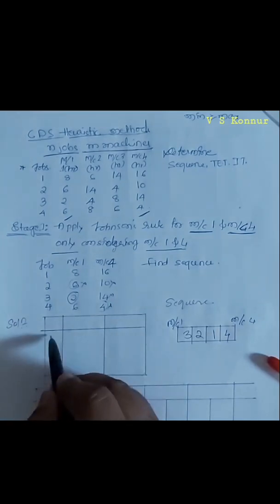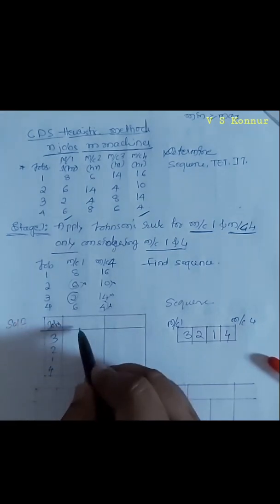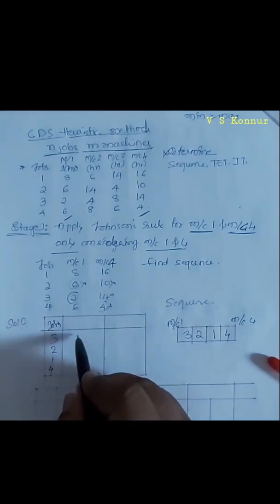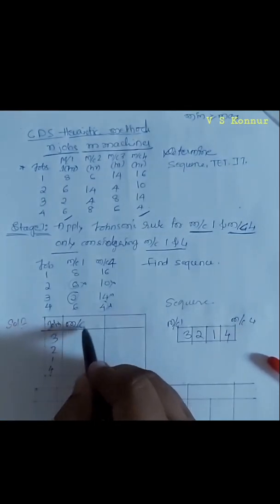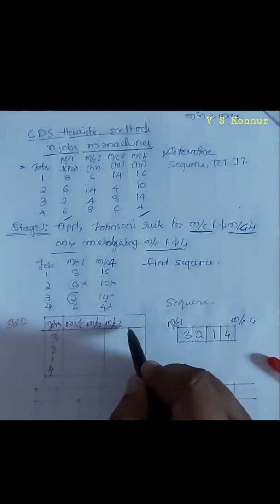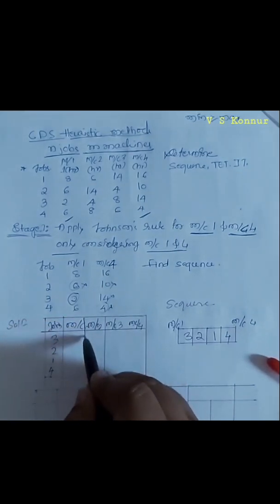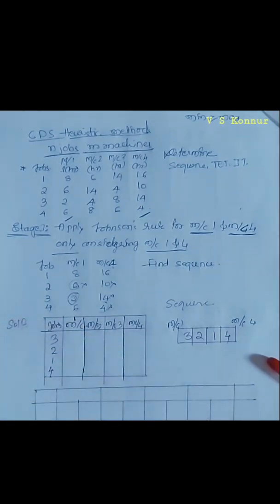Now what you have to do, according to the sequence 3, 2, 1, 4, is write the jobs. Now we'll write here machine 1, machine 2, machine 3, machine 4. All the 4 jobs you have to write. So this is machine 1, machine 2, machine 3 and machine 4.